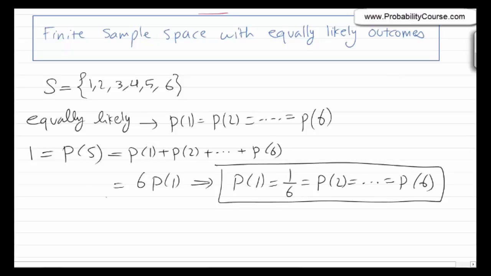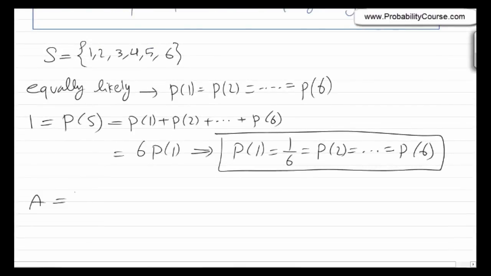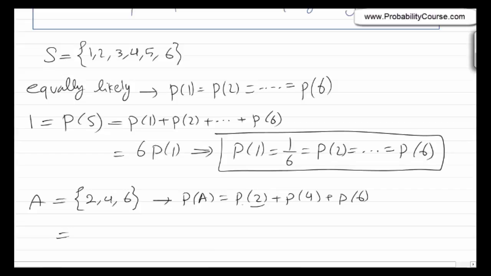So if I have an event in this sample space and I want to find its probability, let's say event A, I'm interested in the event that the outcome is an even number. What I can do is write probability of A is equal to probability of 2 plus probability of 4 plus probability of 6. And because all of them are 1 over 6, the result is 3 over 6. So the probability of A becomes 3 over 6. Note that this 3 here is the number of elements in A. That's the notation that we use for the number of elements in A. And this 6 is the number of elements in your sample space S.